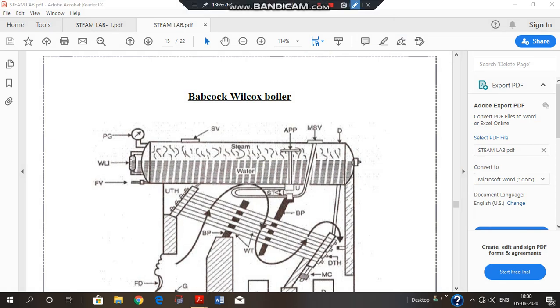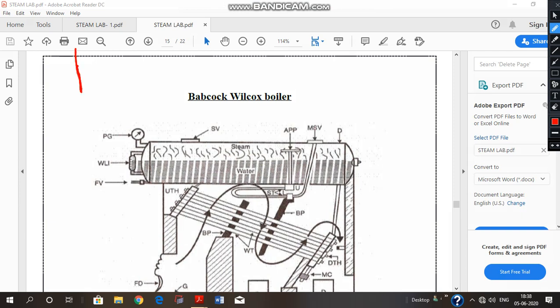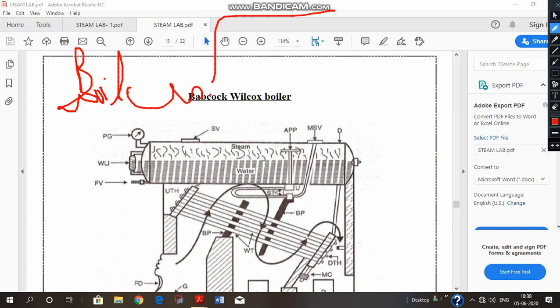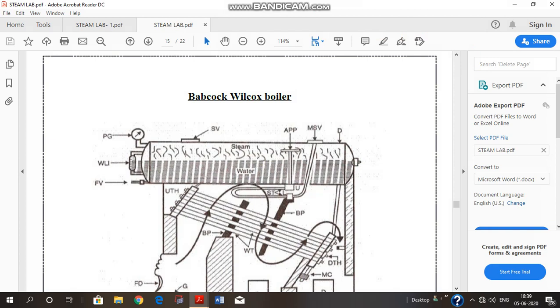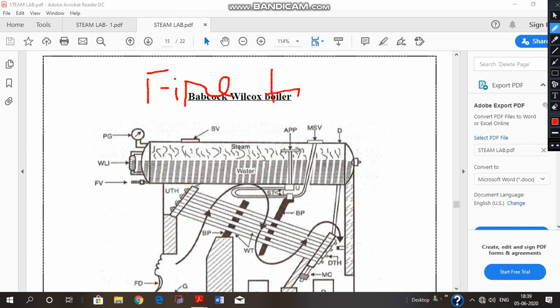Now we have basically two types of boilers. I am trying to classify them. One is the water tube boiler, and the second one is the fire tube boiler. Now, what is the basis of this classification?